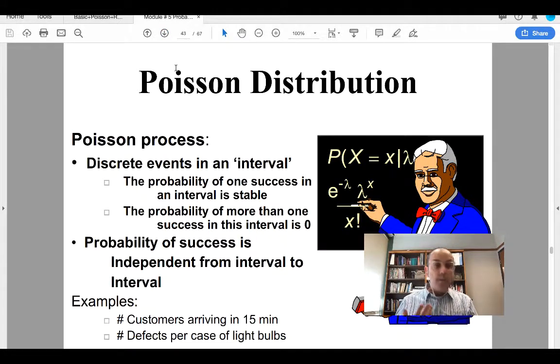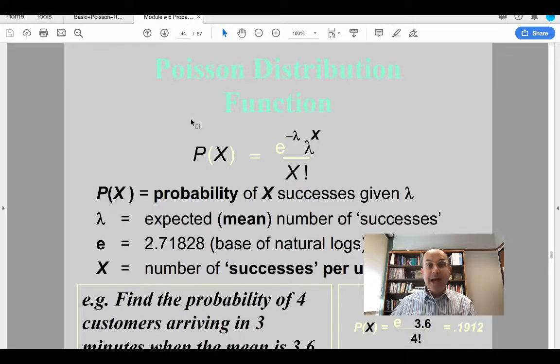The next one is the Poisson distribution. It is the idea that discrete events occur in an interval, which means that the probability of one success in an interval is stable. The probability of more than one success in this interval is 0. So the probability of success is independent from one interval to another. For example, customers arriving in 15 minutes or defects on light bulbs.